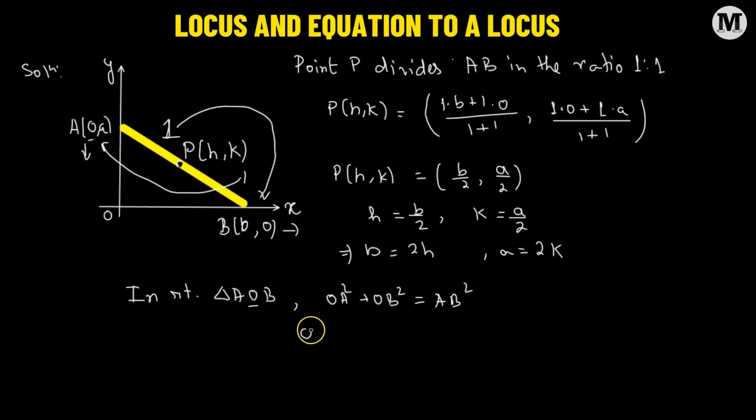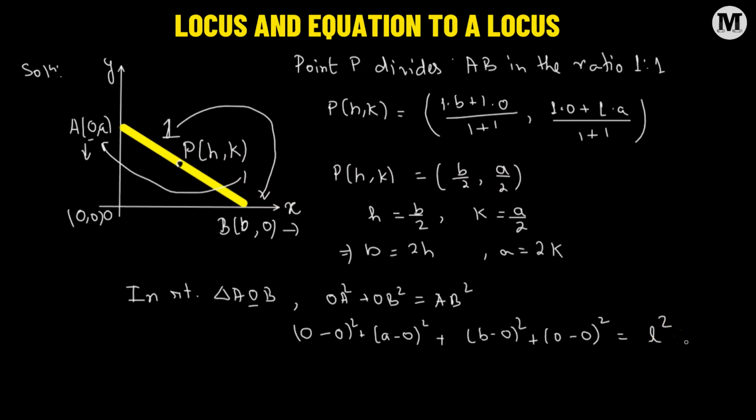Here we have the difference of the x coordinates. What's the coordinate of the origin? That's simply (0, 0). First we need the difference of the x coordinates, so that's 0 minus 0. We square it and then add it to the difference of the y coordinates, so we take A minus 0 and square it. So this is the length OA squared. Then we go to OB squared. Here we first take the difference of the x coordinates, so we have B minus 0, square it, and then add it to the difference of the y coordinates, so that's 0 minus 0 squared. This will be equal to AB squared. AB is nothing but the rod. The rod has a length of L that's already provided to us, so this will simply be equal to L squared.